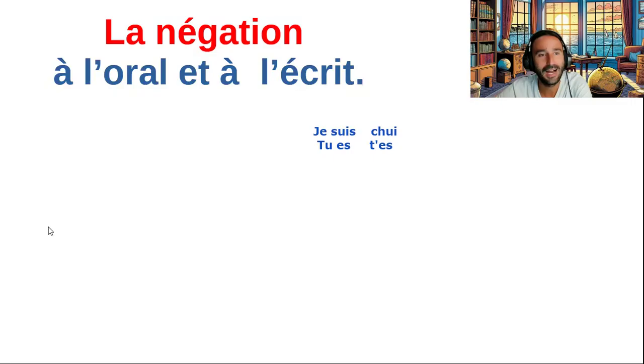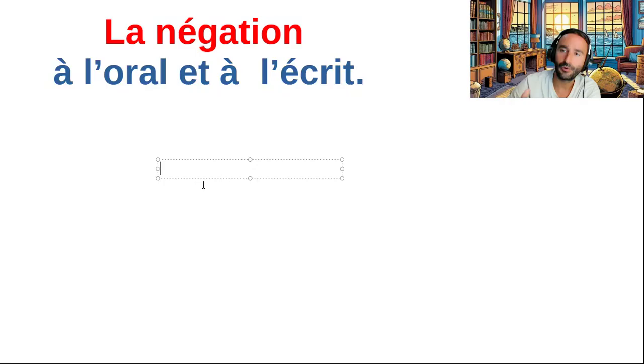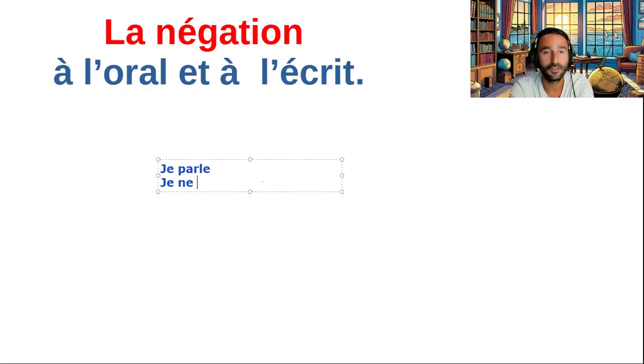La négation à l'oral et à l'écrit. Ok. Now we're gonna see the difference when we write and when we speak. Alors, we make a sandwich in French, for example. Je parle, je ne parle pas. Je travaille, I work. Je ne travaille pas. OK? Donc, I speak, I don't speak. I work, I don't work.